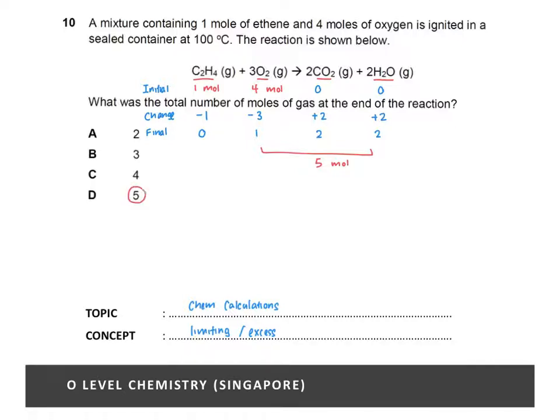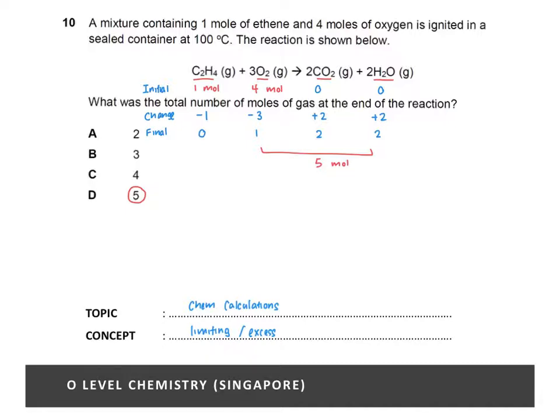Now the common mistake that students will make is to overlook the fact that this is a limiting excess question and do not account for the remaining oxygen gas. So they only look at the number of moles of products, which is 2 plus 2, which is equal to 4. This is a very common mistake.